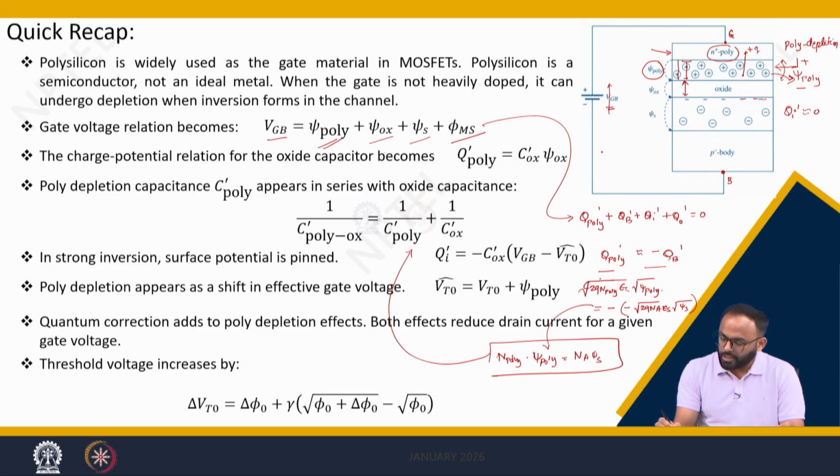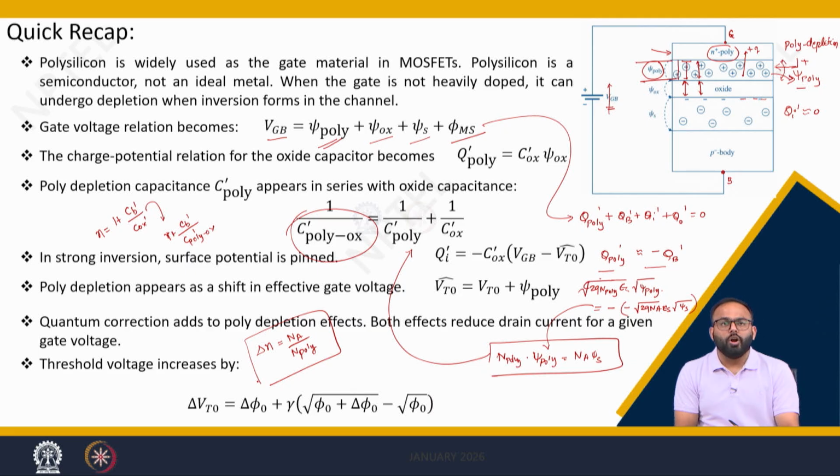Then we said that the slope factor, which is 1 plus C B dash by C ox dash, can be given by 1 plus C B dash by C poly ox. This is a new layer which we defined as a combination of the polysilicon depletion as well as the original oxide, and hence we found that the change in the slope is given by the ratio of Na with N poly.